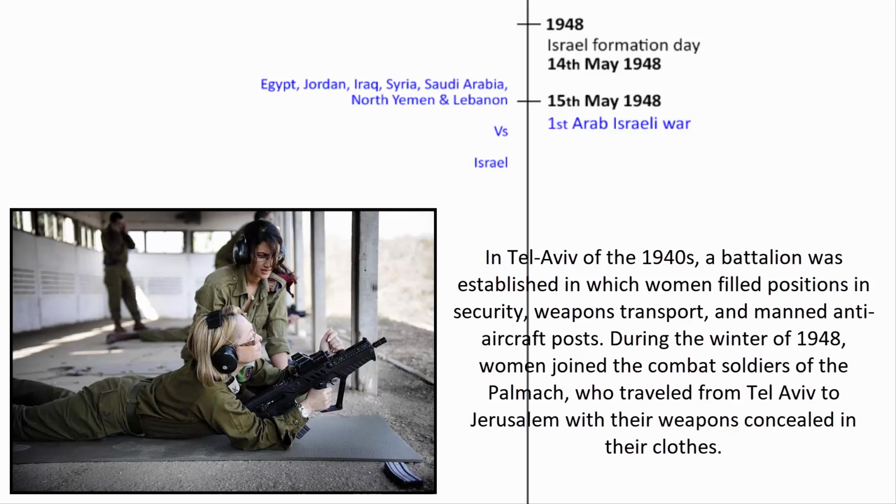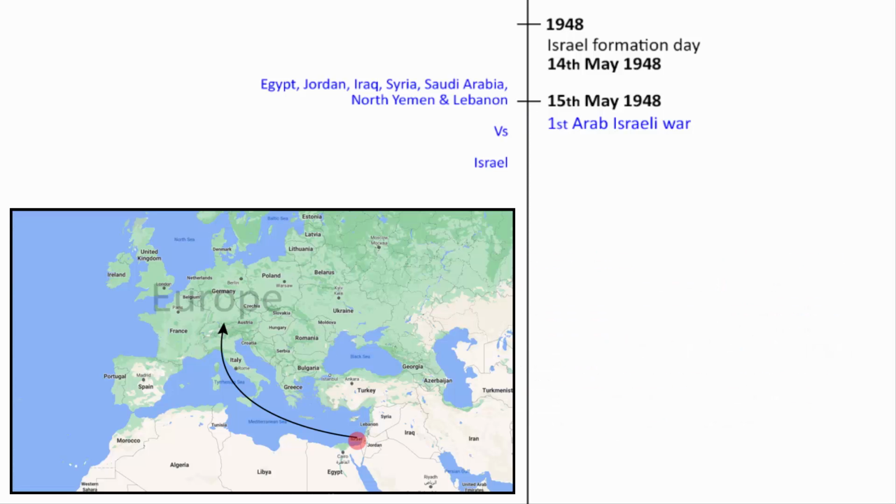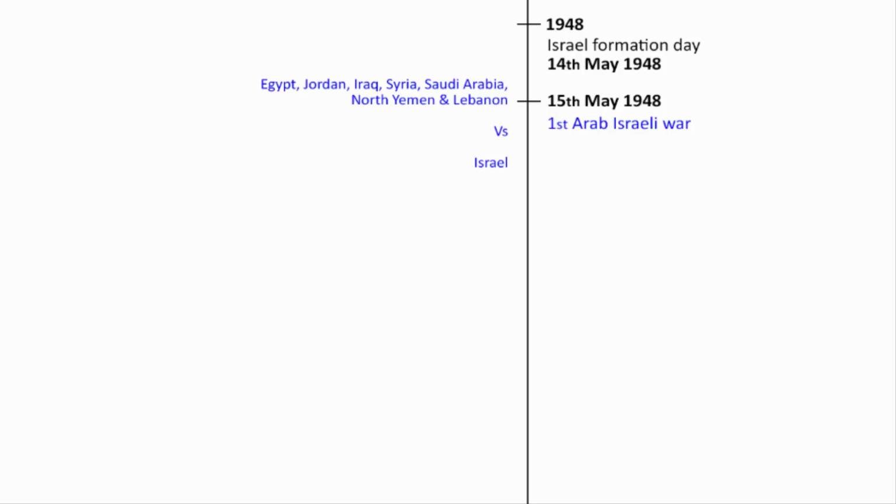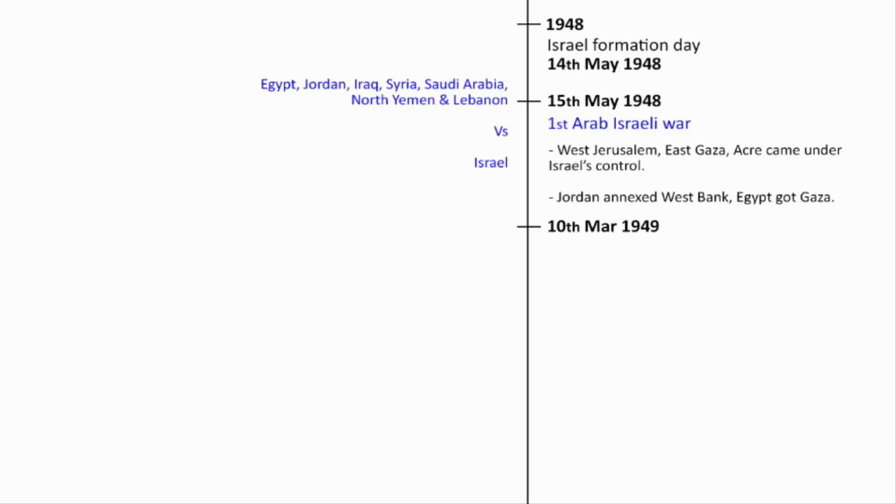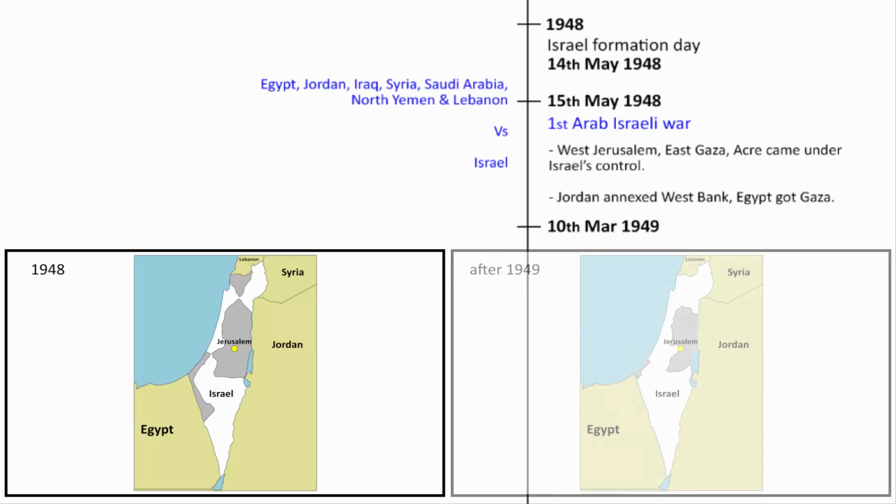In return, Israel started giving military training to its population and even sent their agents to Europe to retrieve World War II stocks and signed arms contracts. Anyhow, this gave rise to the First Arab-Israeli War. So this war went for almost 1 year and ended on 10th March 1949. By the end of this war, Israel dominated the war and won more territory. This was the new map of Israel after the 1949 war.